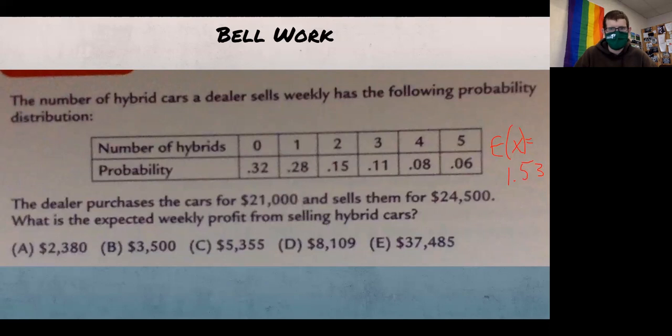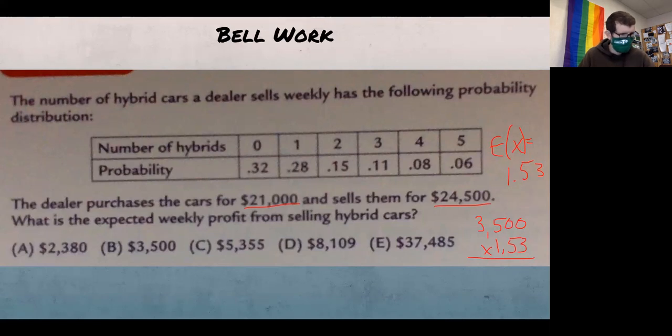And now that's not the answer. What we want is the profit that he would expect weekly. So if he buys for 21, sells for 24.5, that's 3,500 profit per car sold times 1.53. And there you go. You can just multiply that together.